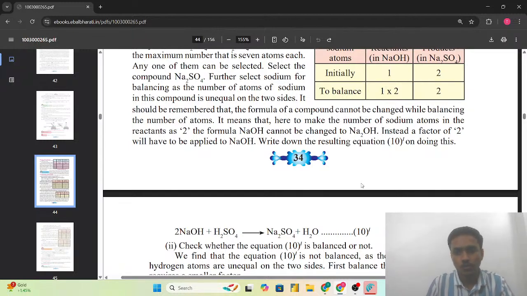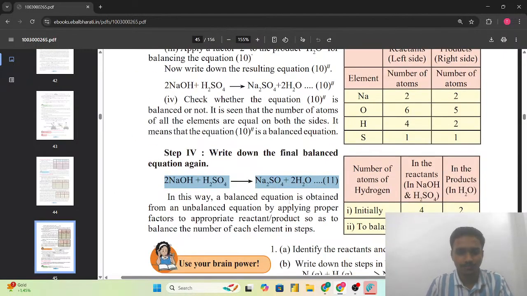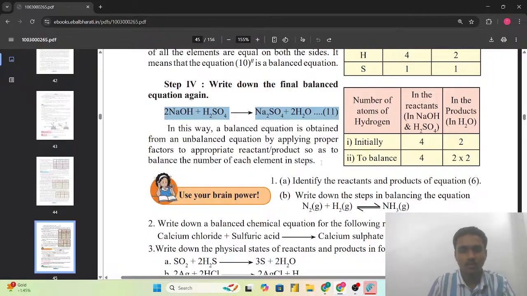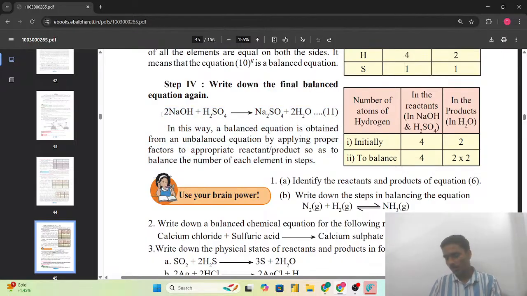So we have to also think with the perspective of that also, and we have to try to balance the chemical equation. And this is also more important in the exam, it is one of the important questions that gets asked: to balance a chemical equation.